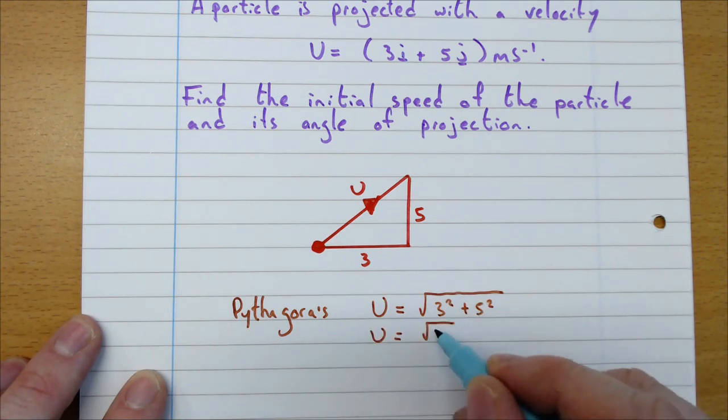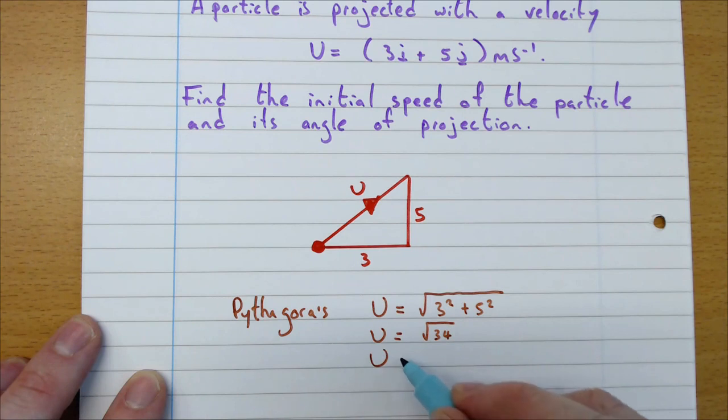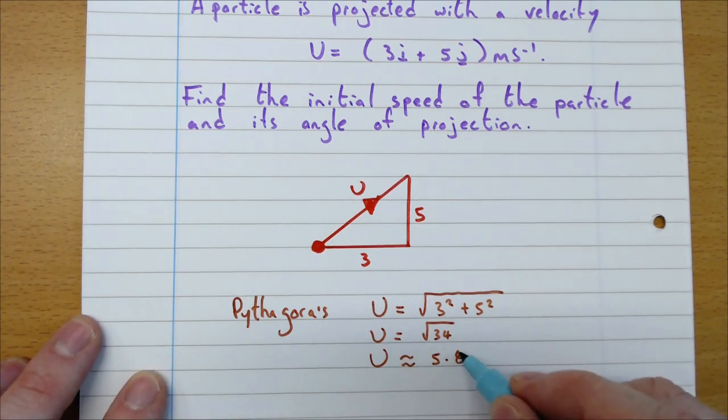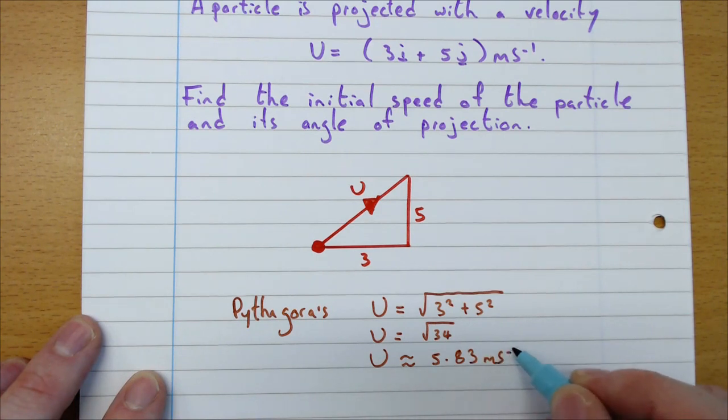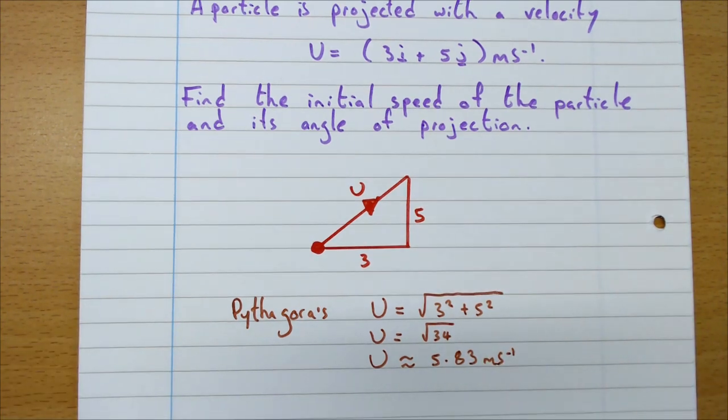Now you can leave your answer in exact form as root 34 meters per second, or you can round it up to something appropriate like 2 decimal places. So 5.83 meters per second in this case. Your question will usually specify how to use it.